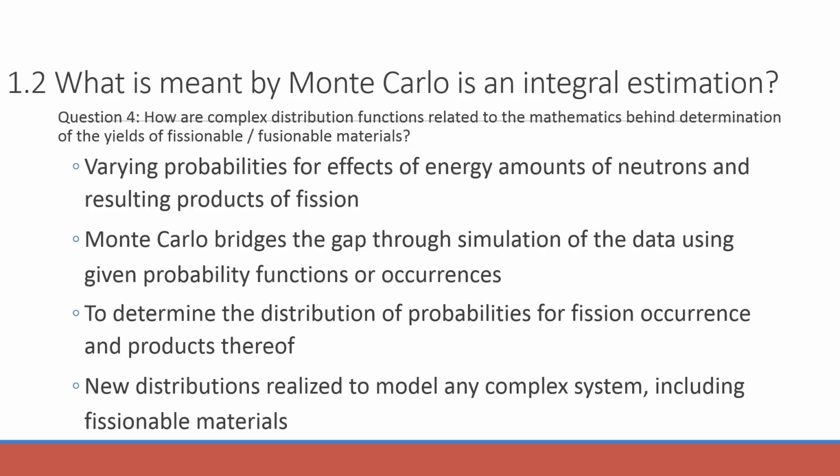This is because, for the fissionable and fusionable materials, the products and the occurrence likelihood for fission are random, and they are not set in stone. So we have to simulate the occurrences and the products over many likelihoods or iterations in order to determine our expectation for each, or the distribution of what could happen to that fissionable nuclide. Therefore, new distributions, including this one, of any complex system can be solved using Monte Carlo.